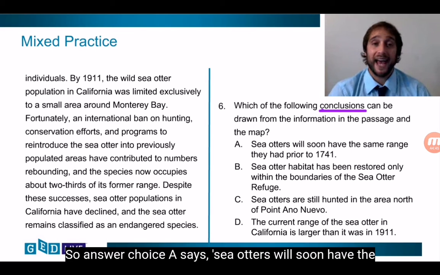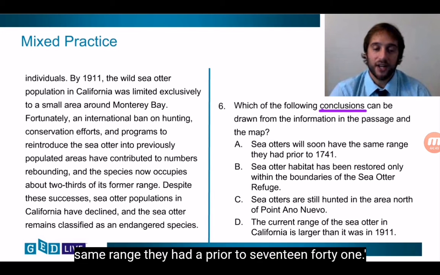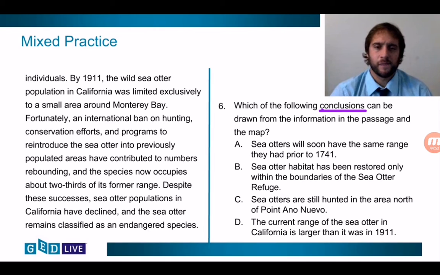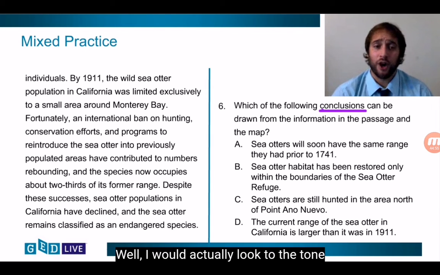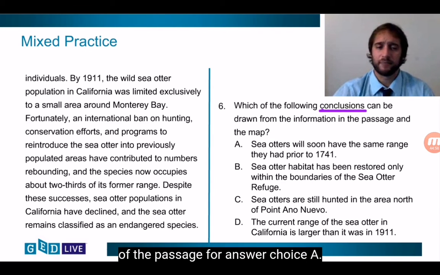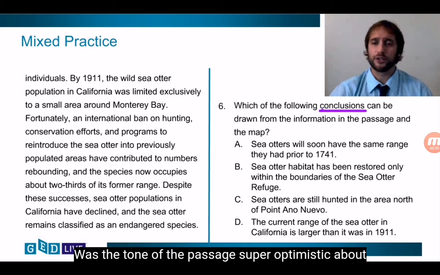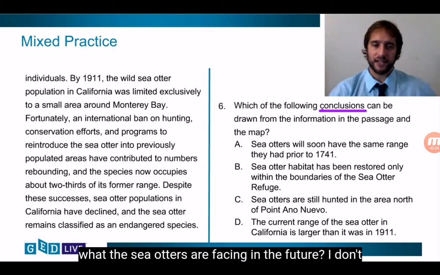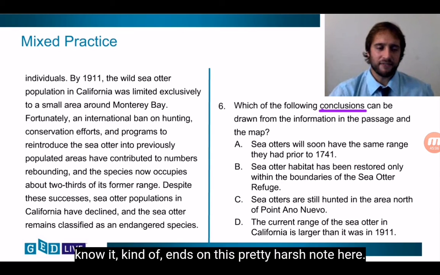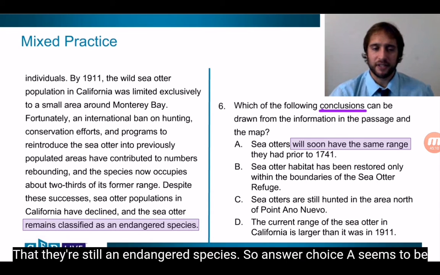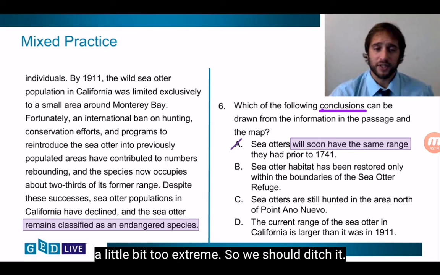So answer choice A says sea otters will soon have the same range they had prior to 1741. Well, I would actually look to the tone of the passage for answer choice A. Was the tone of the passage super optimistic about what the sea otters are facing in the future? Well, I don't know. It kind of ends on this pretty harsh note here, that they're still an endangered species.